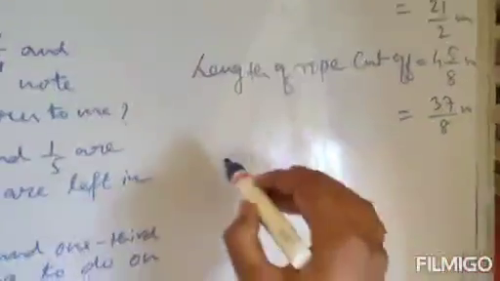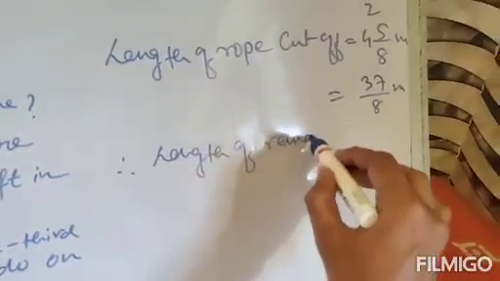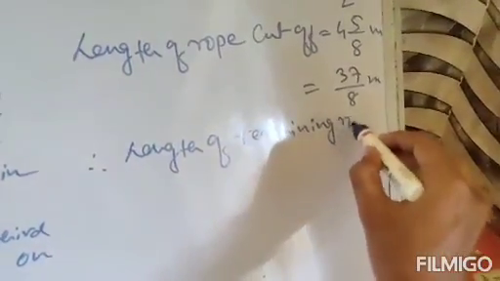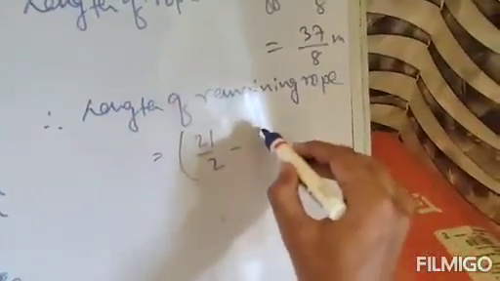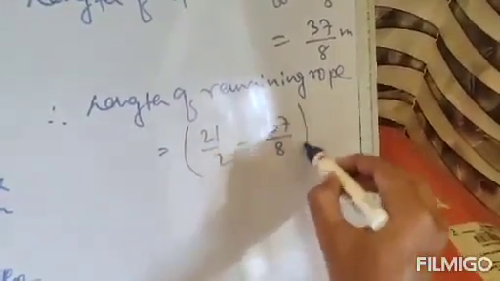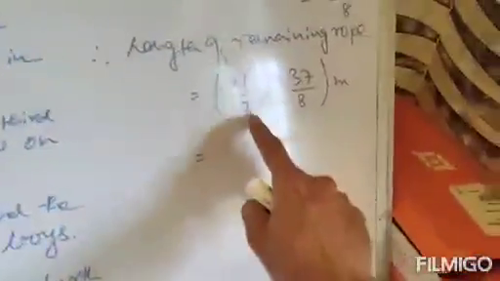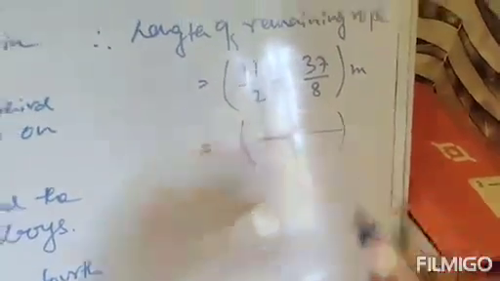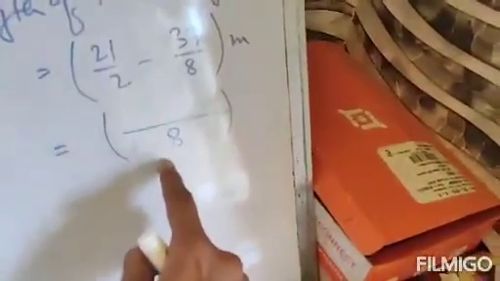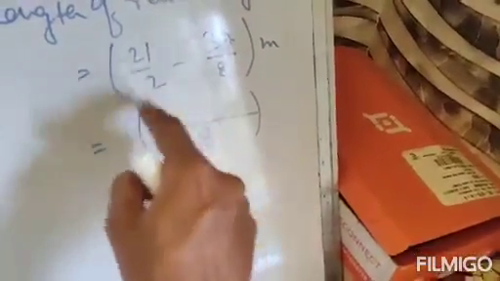Now for the remaining rope, we will write: length of remaining rope is the length of the rope minus the length of the rope that is cut off, that is 21/2 meter minus 37/8 meter. Clear? And the process of subtraction is, we have to find the LCM of 2 and 8. So the LCM of 2 and 8 is 8. Clear? Then the next step is, divide the LCM by the denominator.